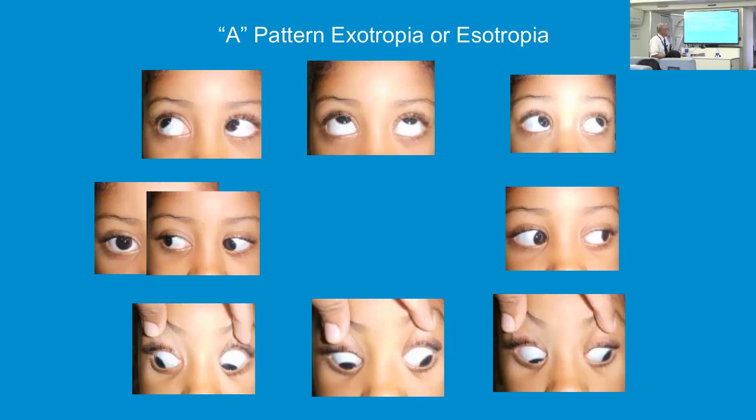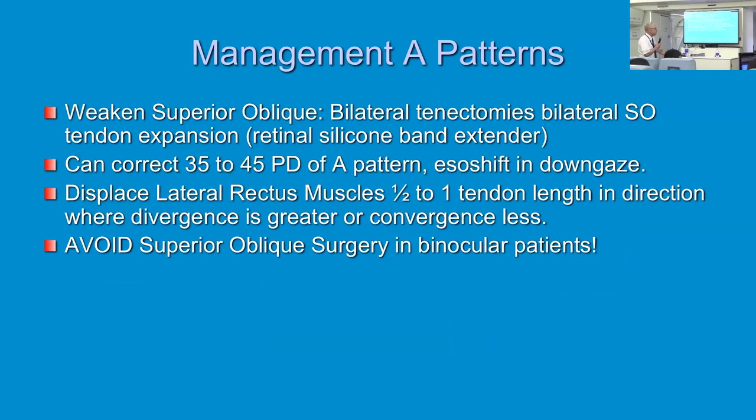And the management is usually, if you need to weaken the superior oblique muscle, you can do it different ways, bilateral tenectomies. You can use a superior oblique expander, which is a retinal silicone band that we put in there. You know what I'm talking about? You extend it.